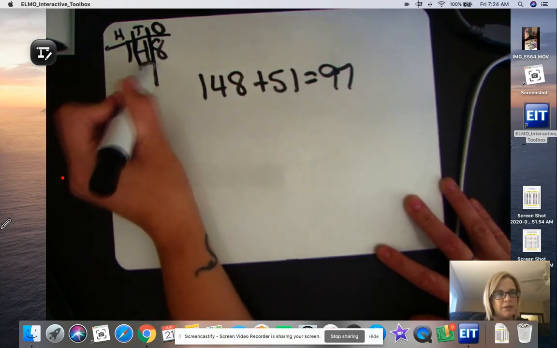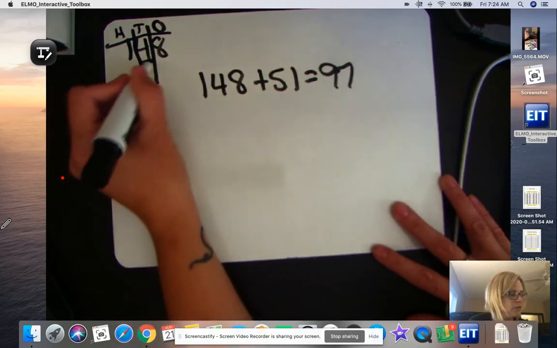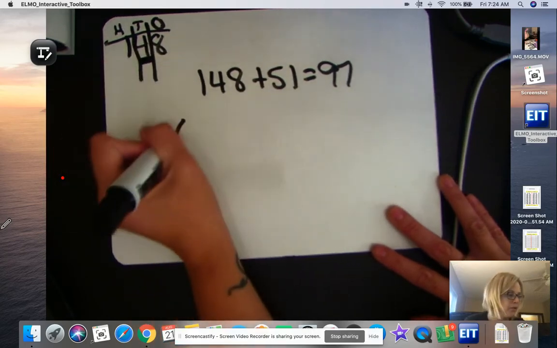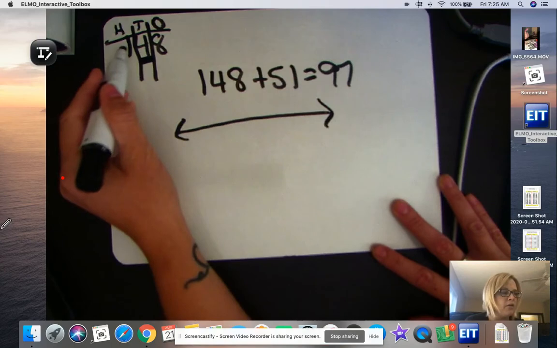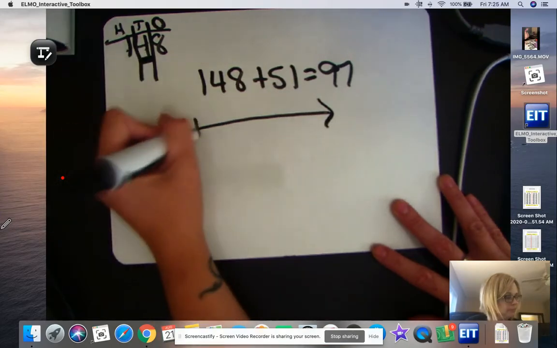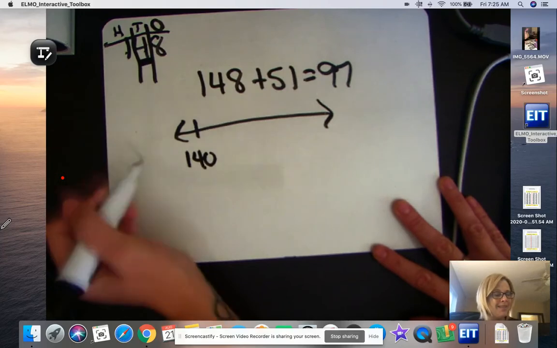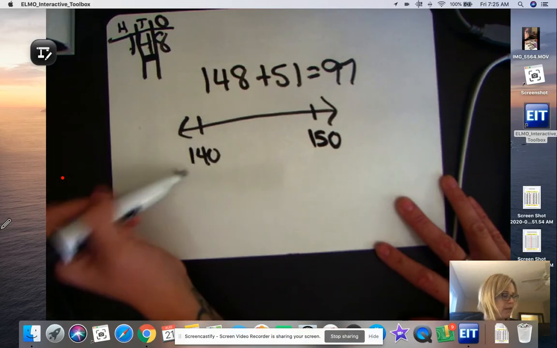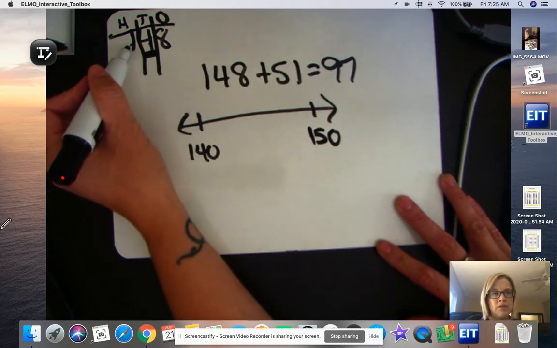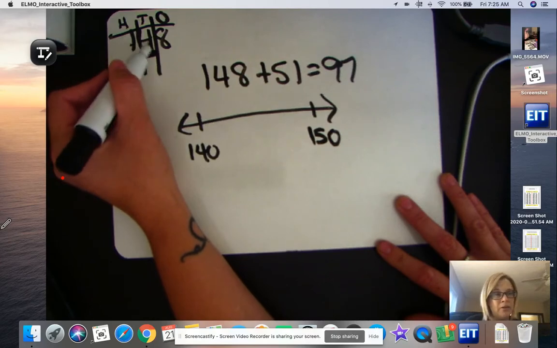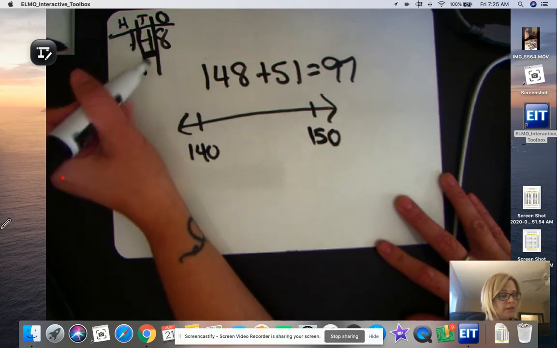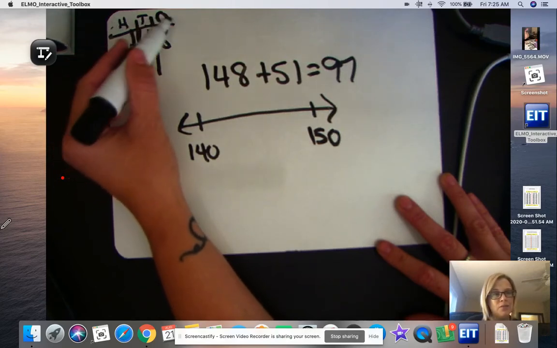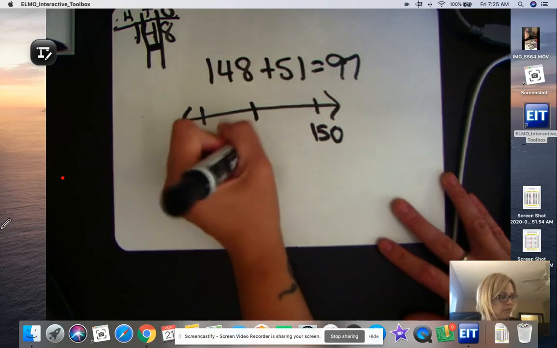We are still rounding to the nearest 10. So I'm still focusing on this 4 tens here. So when I draw my benchmarks, I'm going to be thinking about either 140 or the next 10 is going to be 150. I think a lot of kids will jump into doing the nearest hundreds rather than focusing on the tens. So if it helps you to draw this out, draw your little chart where you make your hundreds, tens, ones. Right in the middle is going to be 145.